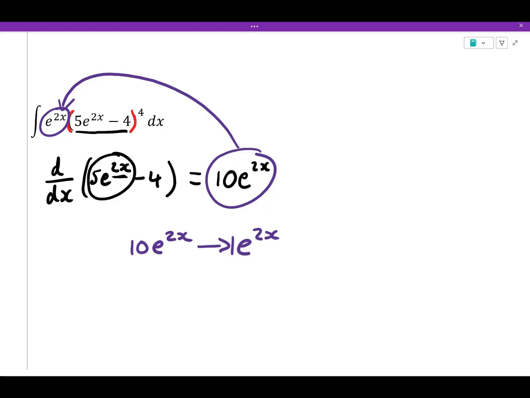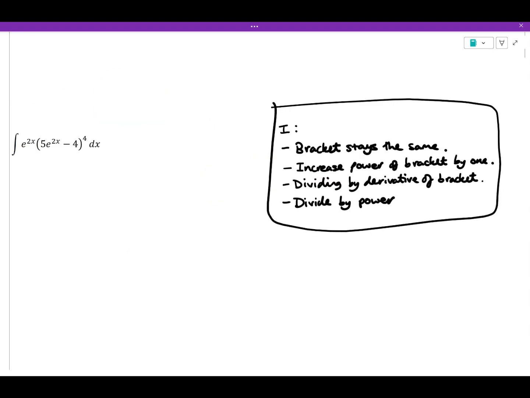But instead of using my steps for doing e, we're going to consider our steps for doing brackets raised to a power. So I've got my steps here. Let's carry them out. Step 1 says bracket stays the same. So the 5e to the power of 2x subtract 4 is definitely going to be in my bracket at the very end. Then it says increase the power of a bracket by 1. So we've got 4 here, so we're going to put a 5 over here. Then it says divide by the derivative of the bracket. So we're going to have to differentiate what's in my bracket, which we already did during our reverse chain rule check. And that gave us 10e to the power of 2x.